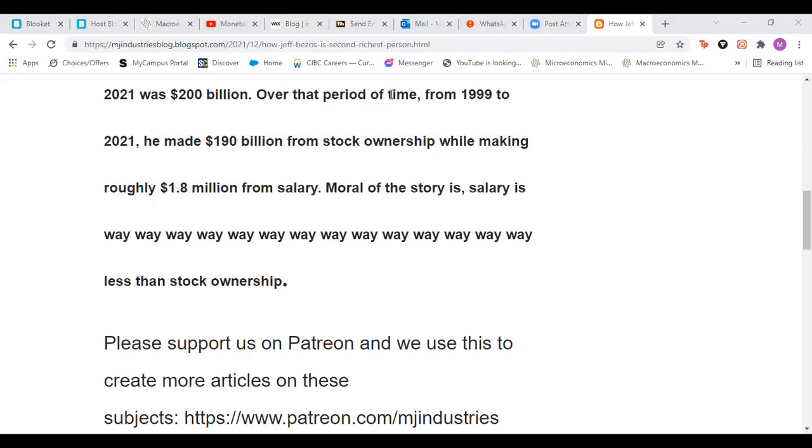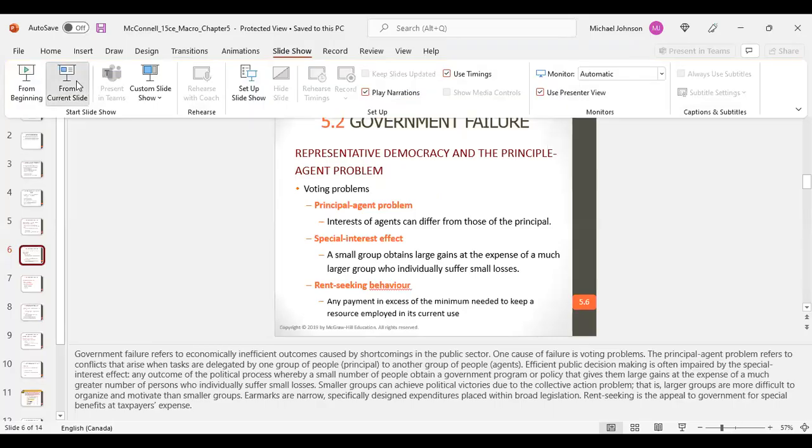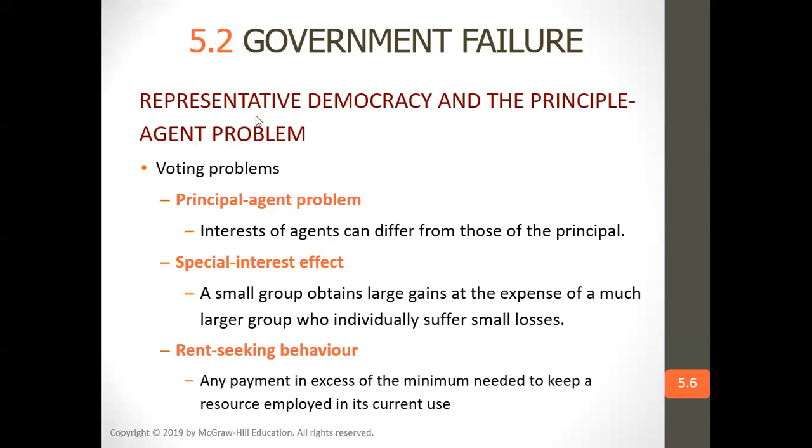So we'll get back to the slides, but I wanted to show you that breakdown, because you could be one of those guys. You could be Warren Buffett, you could be Jeff Bezos if you want to. Salary is not how they got rich. No one gets rich through salary. It's all stock and investment ownership. That's how you can influence governments, through political donations, and also through buying advertisements, and many other methods.